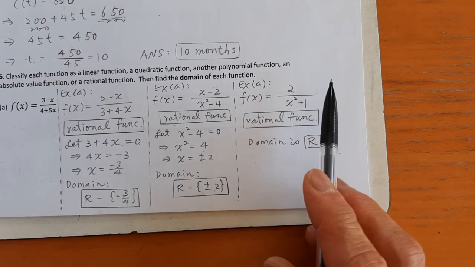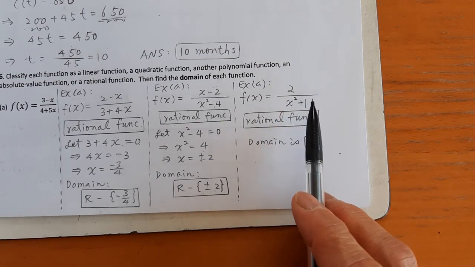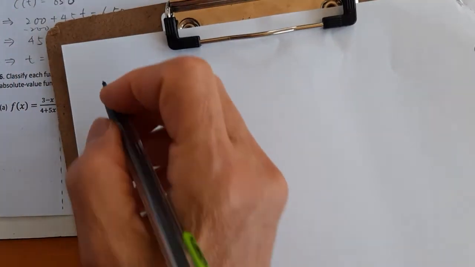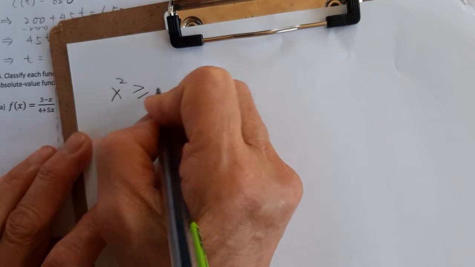Domain: x squared is always positive or 0. Add 1, it never equals 0, because any real number you square is going to be positive, and when you add 1 it is greater than or equal to 1. So never equal to 0. Like x squared is greater than or equal to 0.